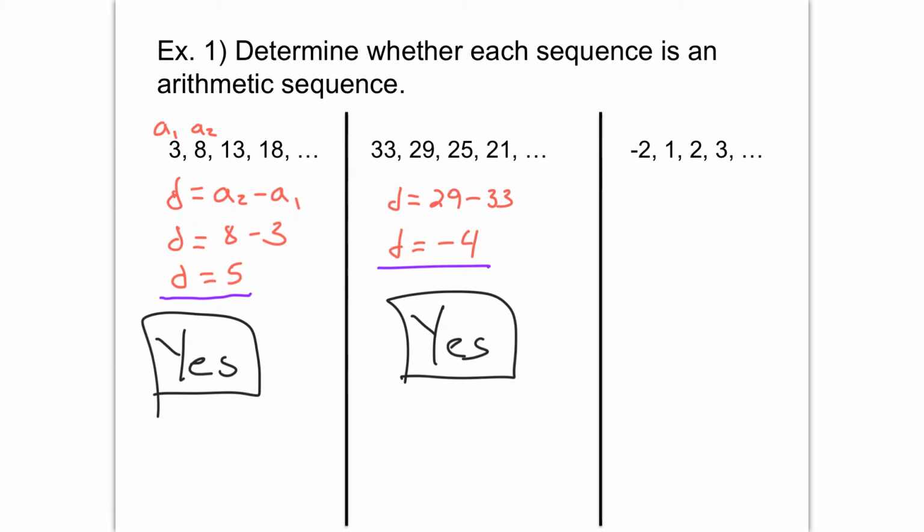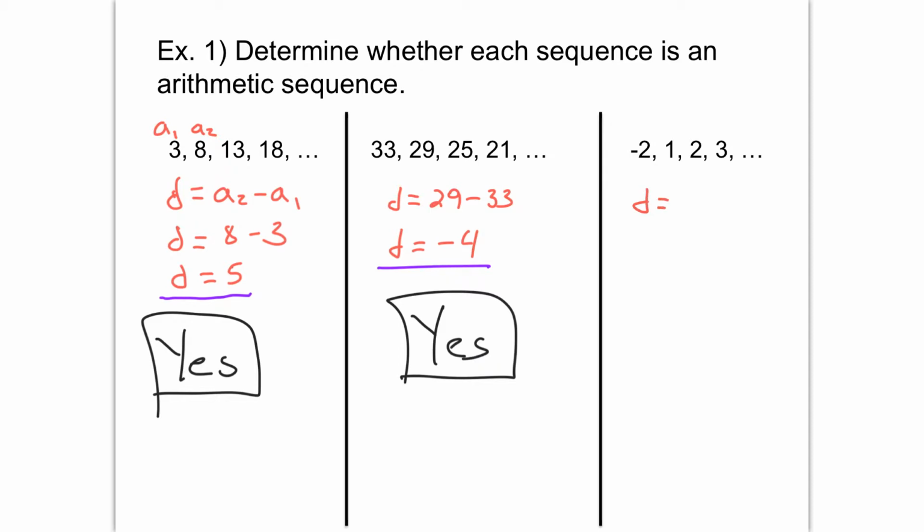Now look at the next one. The next one, you guys have a negative number, and this is where students get confused sometimes. You have a -2, and then a 1, and then a 2, and then a 3. So if you notice, from a -2 we went to a 1, and then it increases to a 2, and it increases to a 3. Now if you find the common difference, you take the second term.